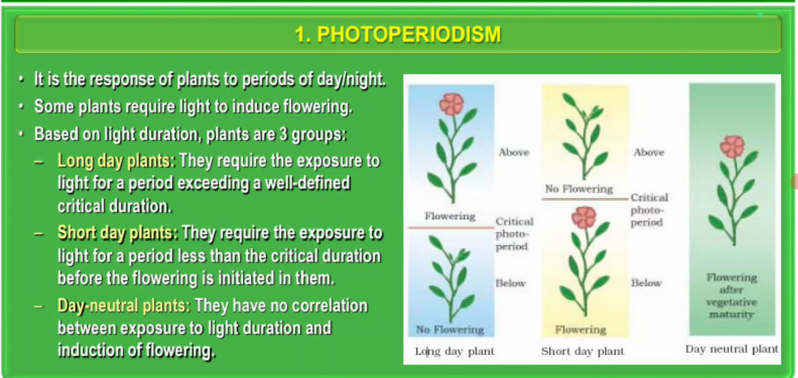Long day plants require exposure to light for a period exceeding a well-defined critical duration. Short day plants require exposure to light for a period less than the critical duration before flowering is initiated in them. And day neutral plants have no correlation between exposure to light duration and induction of flowering.